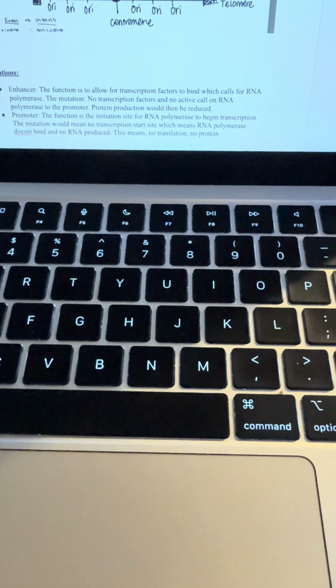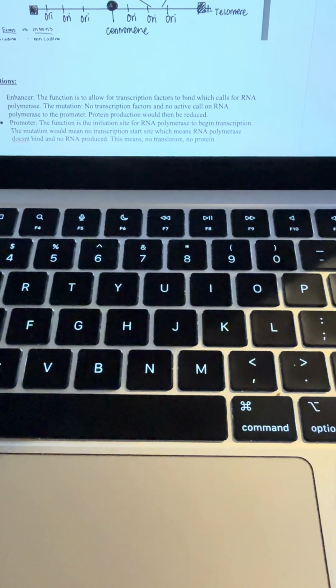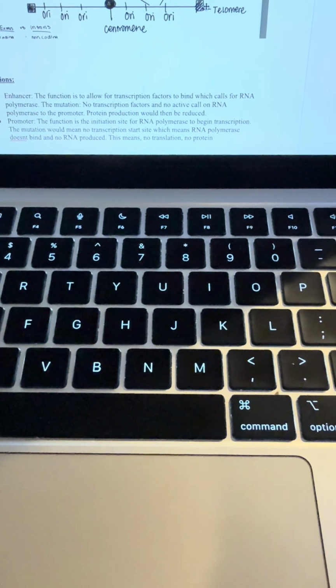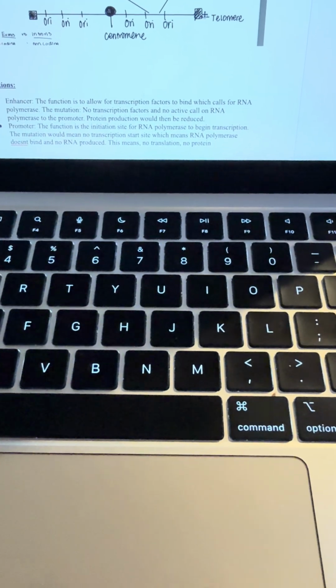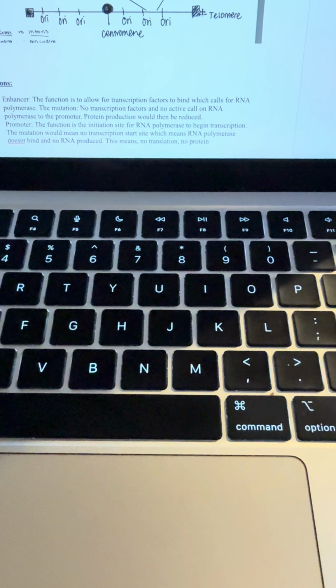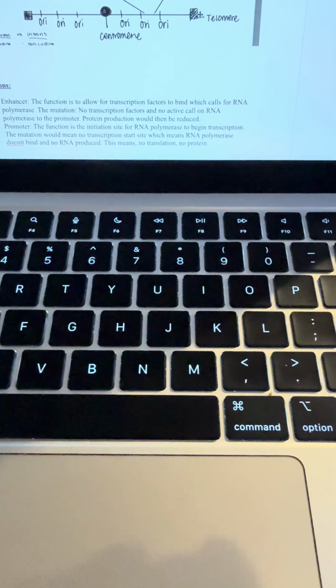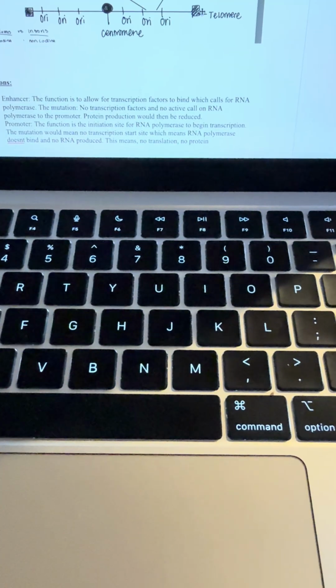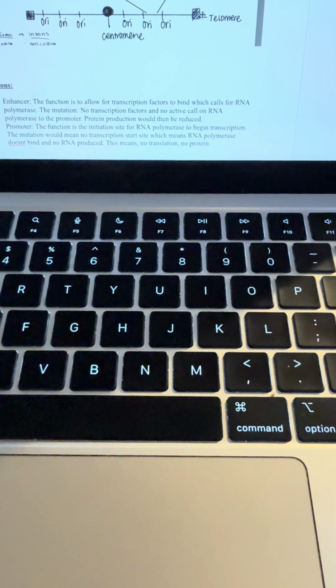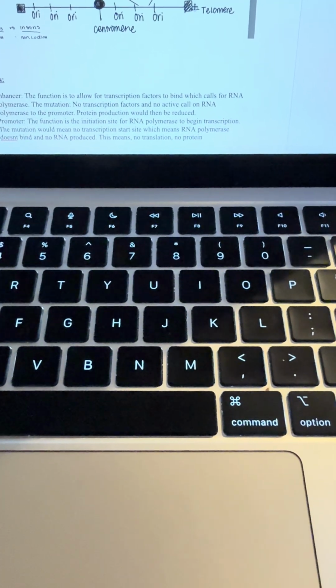It's going to be a line. You're going to put 2 slashes at each end of the line. Starting from left to right, you're going to draw a circle, which is the enhancer. Then you're going to draw an arrow pointing at the exons, which is going to be the promoter.